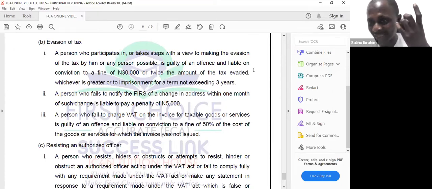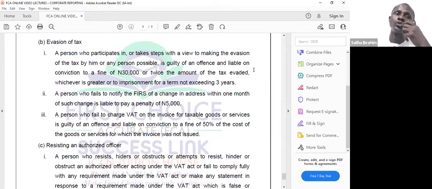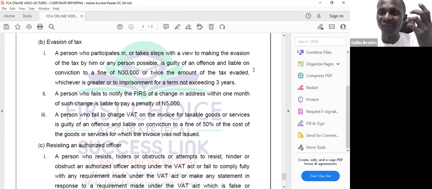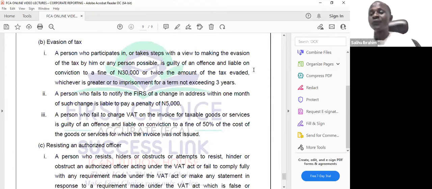To be on the safer side, it might not be easy for you to assess whether you are going to meet up with the requirement of a medium-sized company. So to be on the safer side, even when you are a small company, it's advisable that you register for VAT and you file your return accordingly.